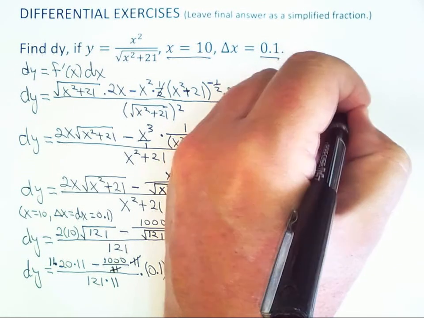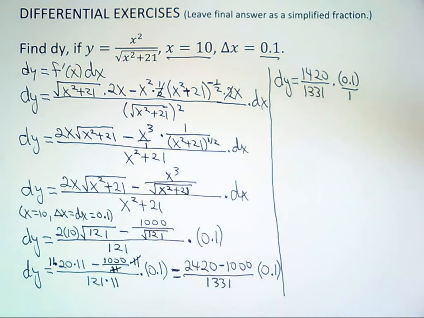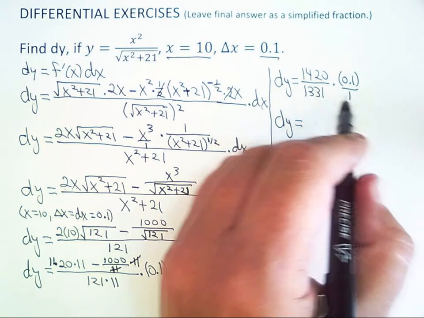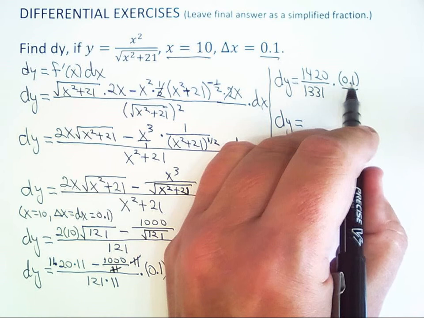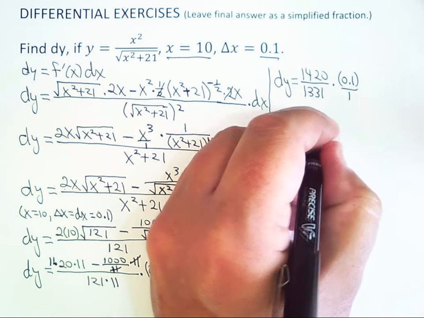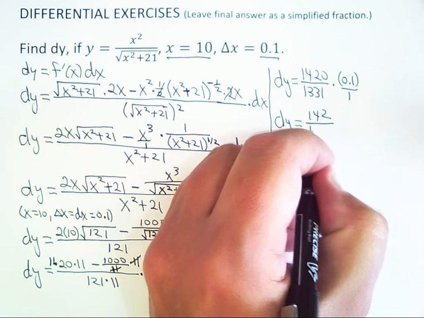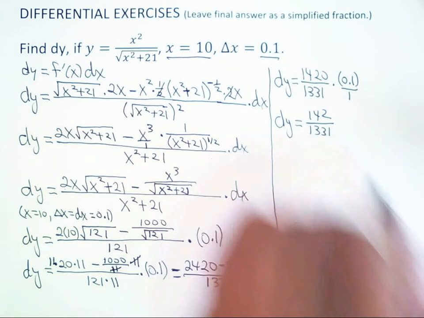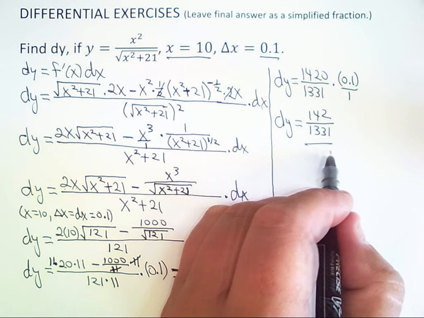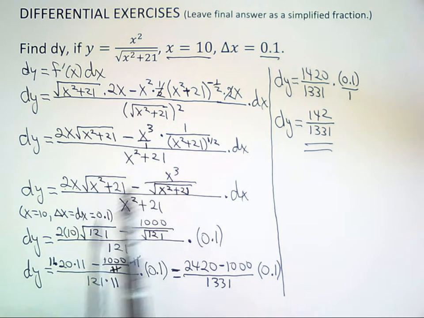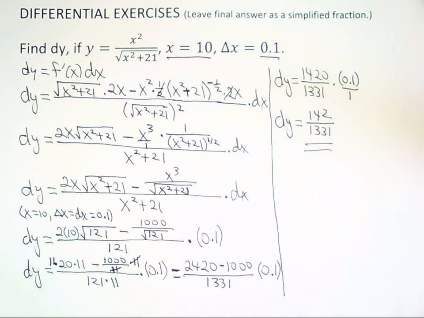If you want to think of that as over 1, that might be the best thing to do. So it's top times top, bottom times bottom. Well, 1420 times 0.1 is 142. You can double check that if you like. And 1331 times 1 is 1331. So this problem had a couple more complications. It had a quotient rule with a radical in it, and it asked you to keep the answer as a simplified fraction. So it's just an example of something where you have to stretch a little bit and be very careful.